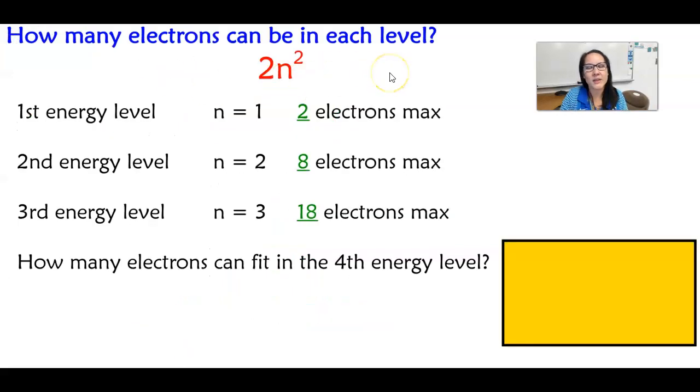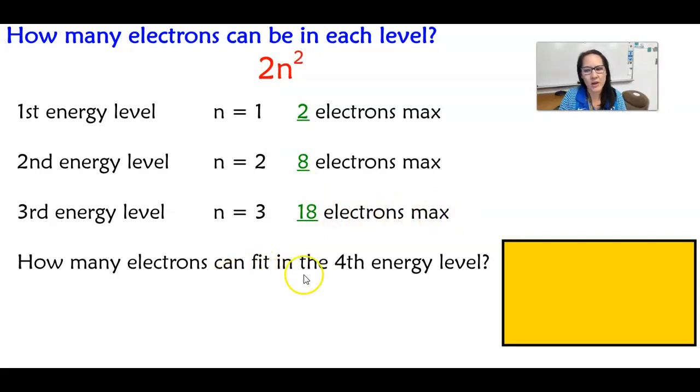How many electrons can be in each level? 2n squared is the equation to calculate this. In the first energy level, where n is equal to 1, I'm going to take 2 times 1 squared, and that equals 2 electrons maximum in that energy level. In the second energy level, where n equals 2, 2 times 2 squared is equal to 8 electrons maximum. If n is equal to 3, then 2 times 3 squared equals 18 maximum electrons on that energy level.